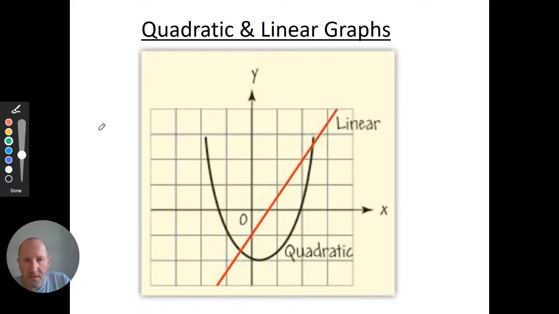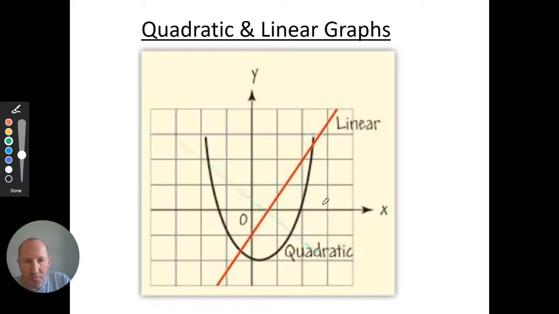This is the explanation and discussion of 14.2 quadratic and linear graphs. We're just starting off with an example of each. A linear graph we've looked at before, they are a straight line. They can go in that direction. We've also seen if they've got a negative gradient, they can go in that direction.